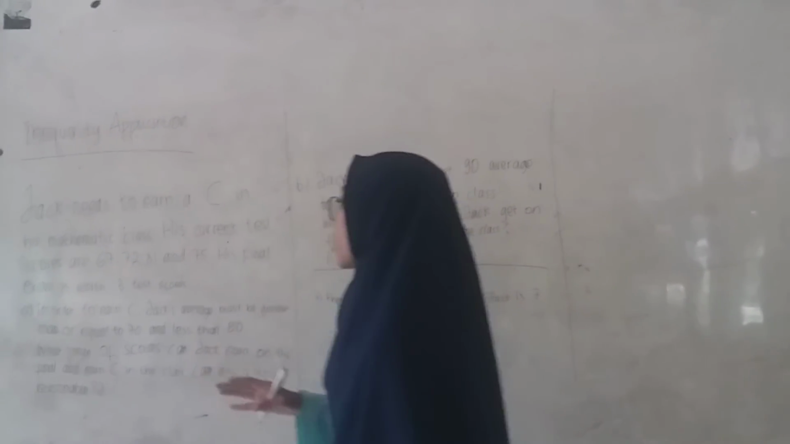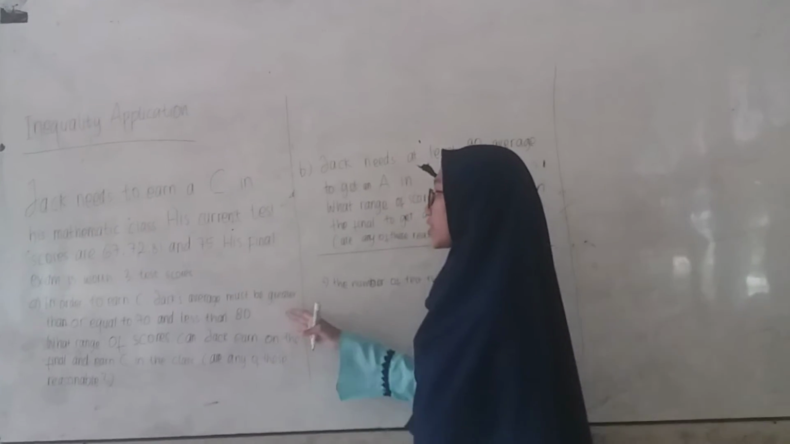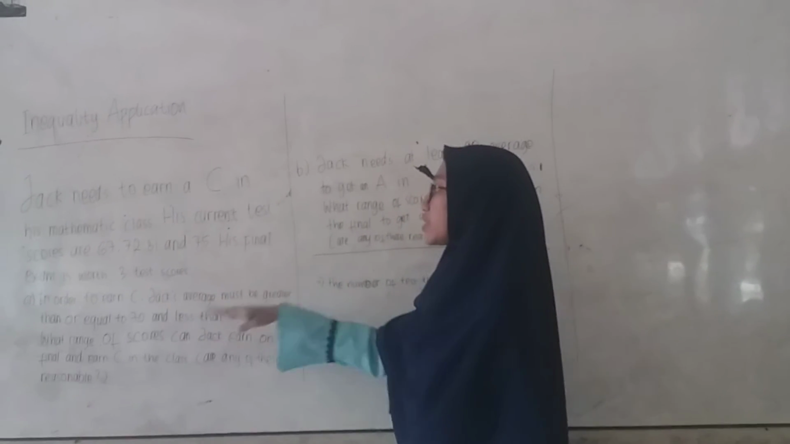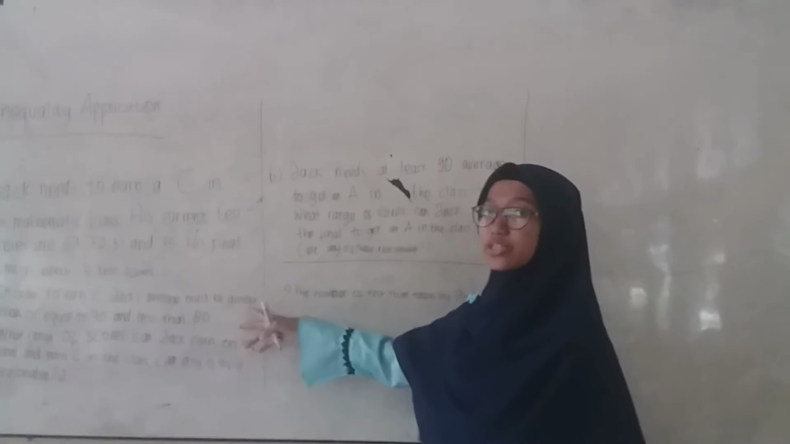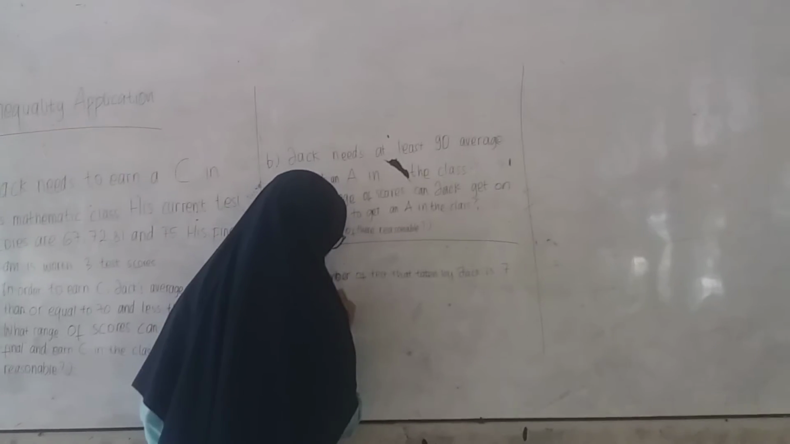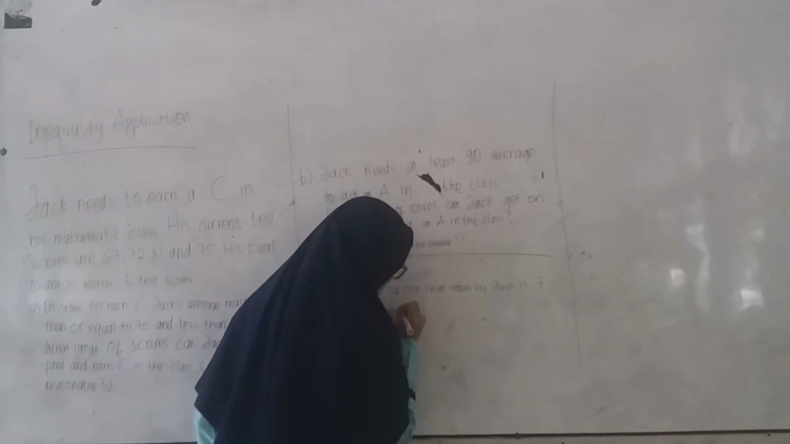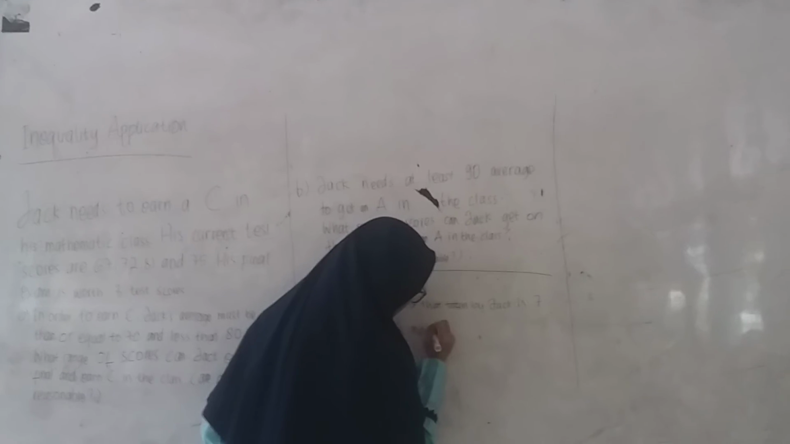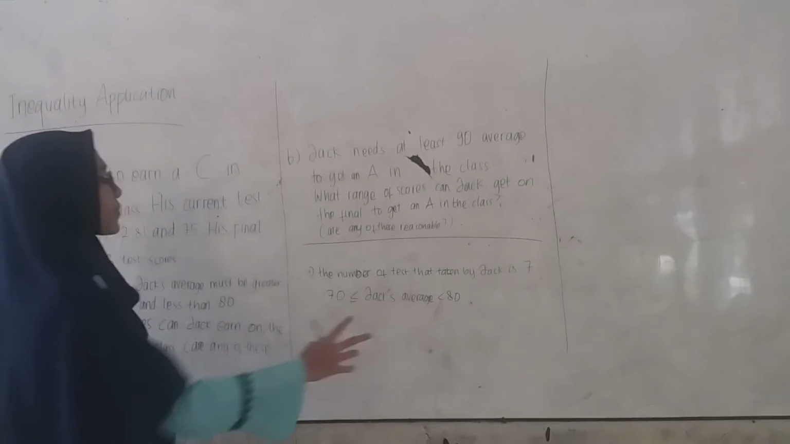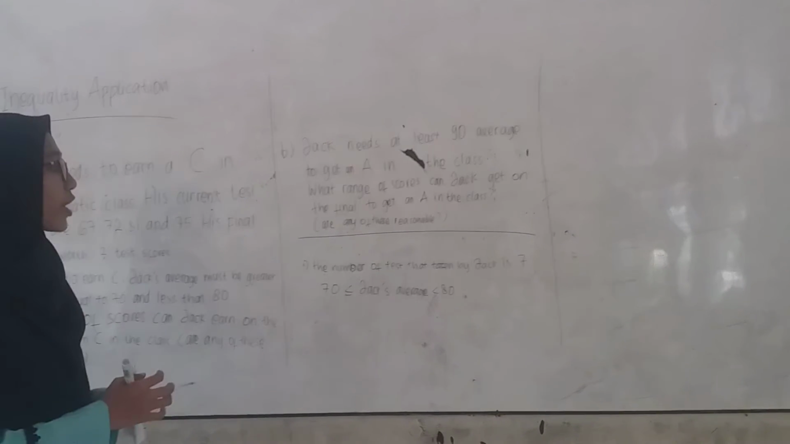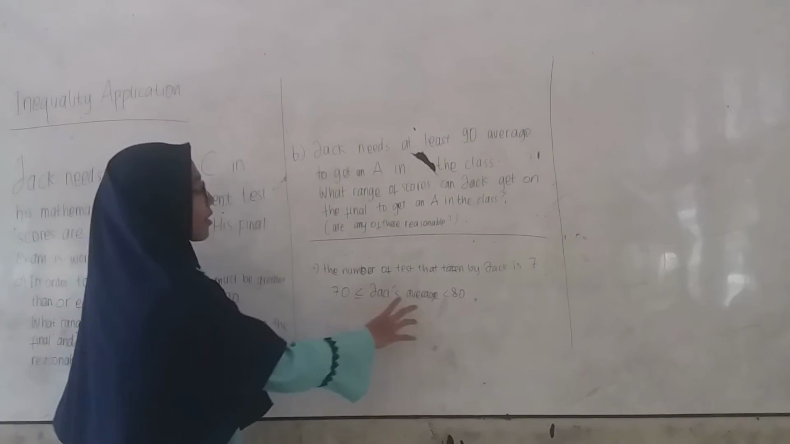Now we read this question again. In this question, Jack's average must be greater than or equal to 70 and less than 80. This statement can be written in mathematics like this. And then the next step, we have to find Jack's average.